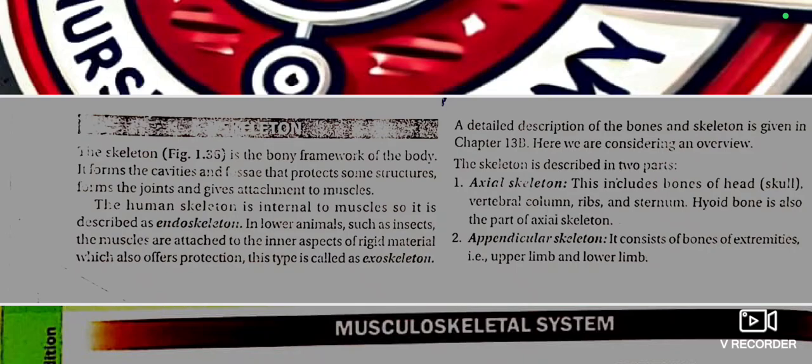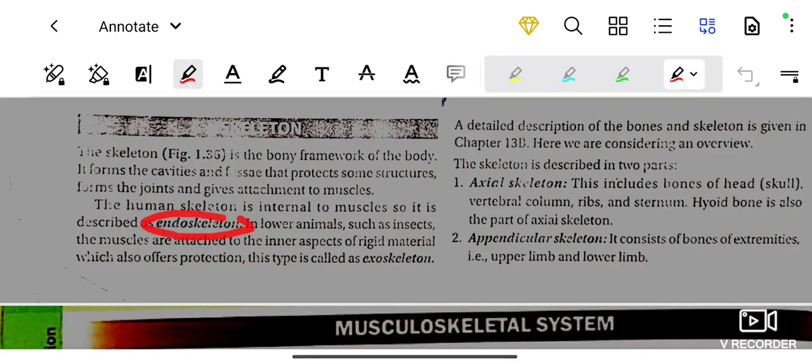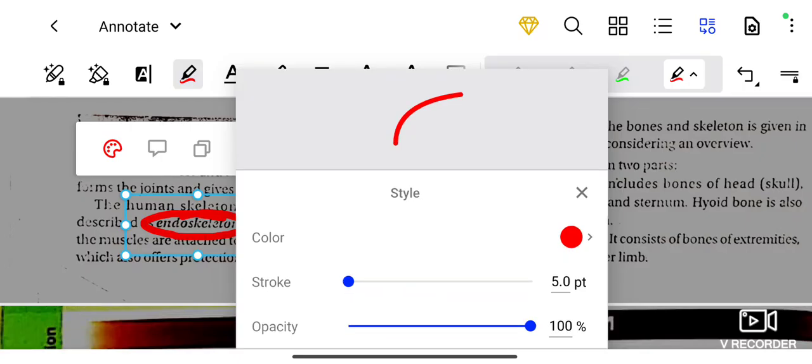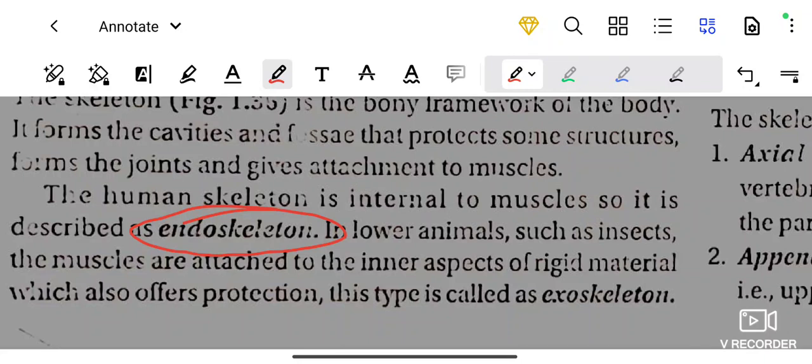The human skeleton is internal to the muscles, so it is described as an endoskeleton. Here we are discussing two types, that is endoskeleton and exoskeleton. Endoskeleton means, in human beings, the skeleton is internal to the muscles. That means we can say it is an endoskeleton.